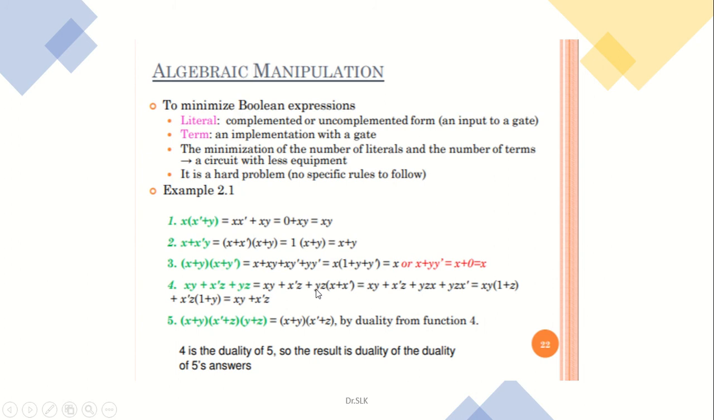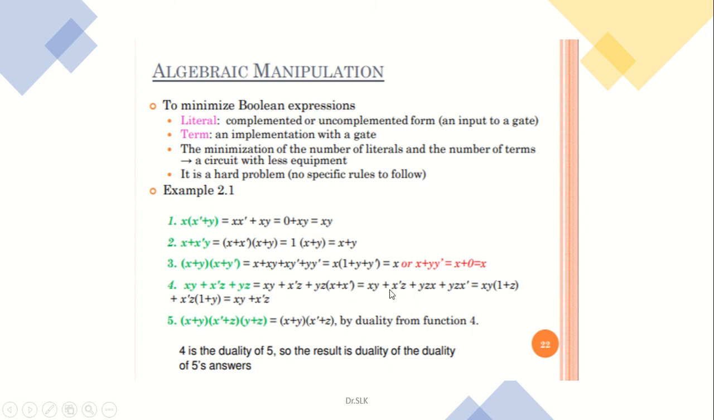Now this could be solved as follows: this term is to be multiplied with this x, and this term is to be multiplied with this x dash also. So four terms will come: xy plus x dash yz plus yzx plus yzx dash. On solving these terms you will be getting xy into 1 plus z, and the next one is the lateral terms.